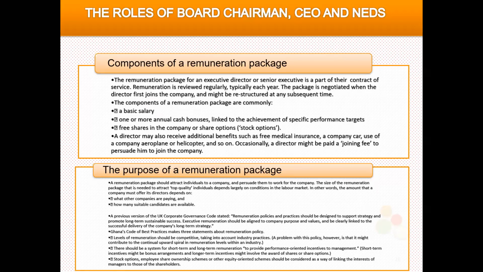Components of a remuneration package. A remuneration package for an executive director or senior executive is a part of their contract of service. Their remuneration is reviewed regularly, typically every year. So what are the components? We discussed this in the previous session.